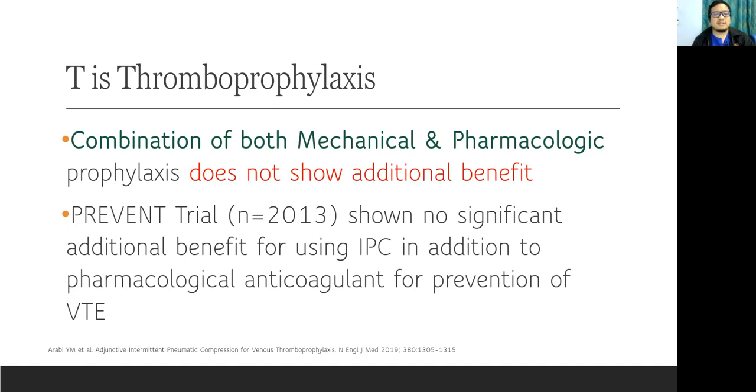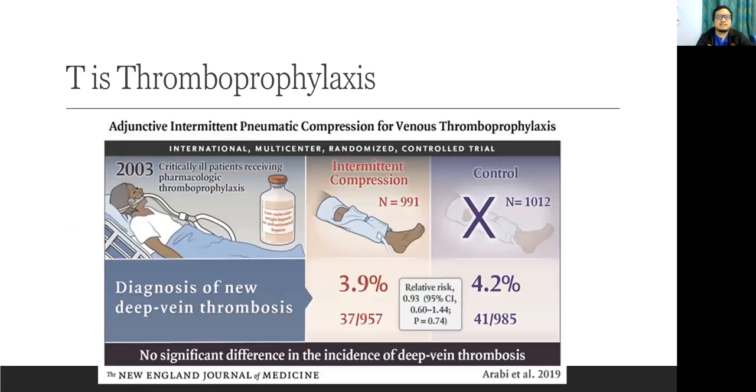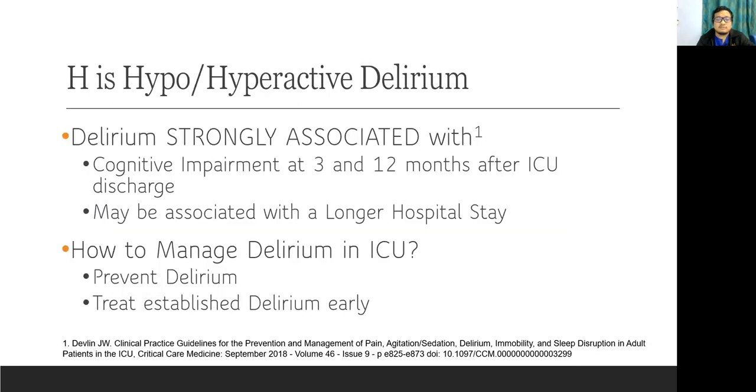This is shown in the PREVENT trial, where it shows no significant additional benefit for using IPC in addition to pharmacological agent. It is safe to use both, but there is no additional benefit. Okay, because some centers like my ICU, we don't have enough pneumatic cuffs. So according to this study, we don't have to use combination. Only in patients that we cannot give pharmacological agent, we use the pneumatic cuff.